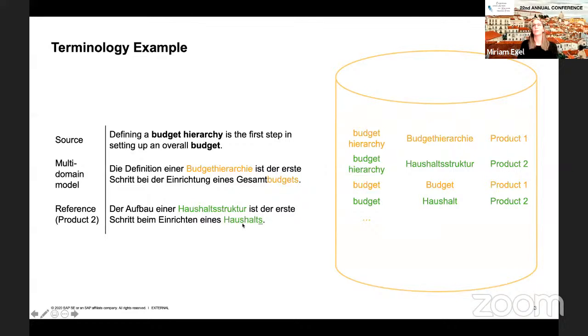So human translators are assigned a translation project that they have to translate, and alongside that, also the relevant translation domain's terminology that they're supposed to use for translating the project. And our vision here is that neural machine translation can apply terminology constraints in a very similar fashion as human translators would do. And here in the example, the terminology constraints would be to use Haushaltsstruktur for budget hierarchy and to use Haushalt for budget.